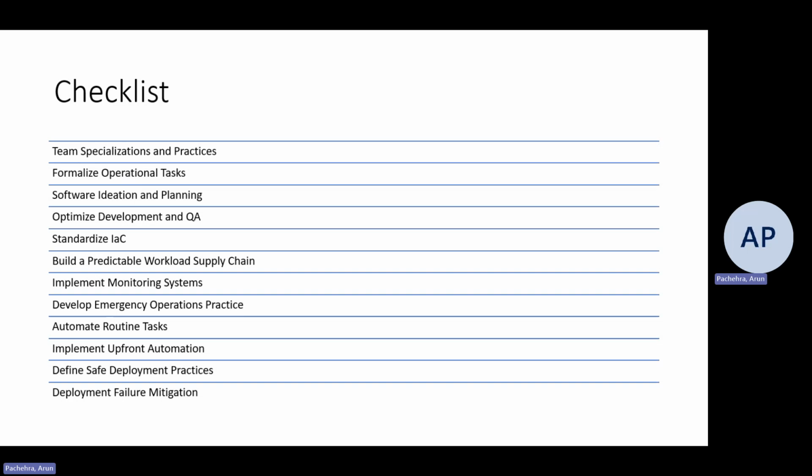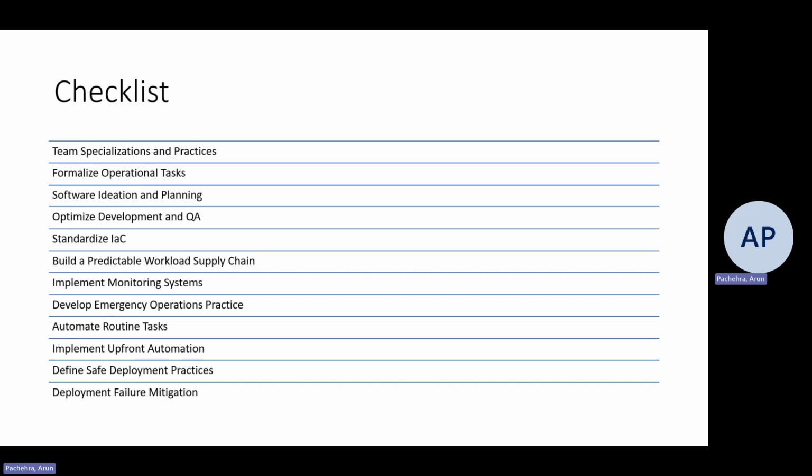Then standardize development and testing practices. Use Azure Repos for source control and Azure Test Plans for consistent testing practices. Use infrastructure as code for consistent infrastructure deployment. If you already have a plan, or you're planning, or you're already using it, keep checking that box. If you're not, you can come back and think about that. Ensure changes are tested and promoted reliably across environments. Use Azure DevOps Pipelines for CI/CD to build a predictable workload supply chain.